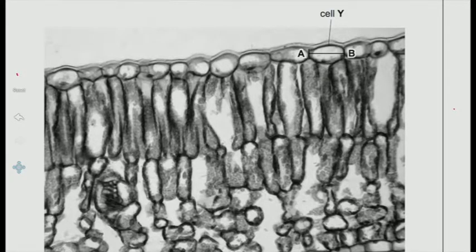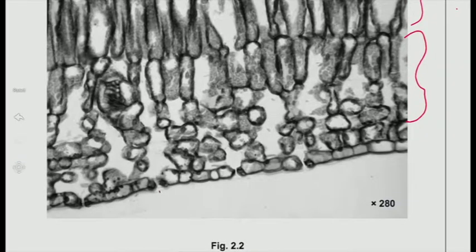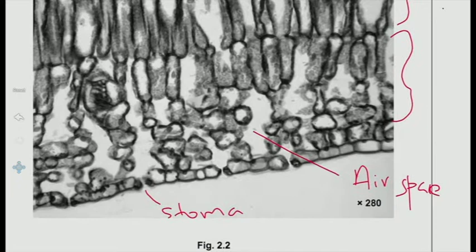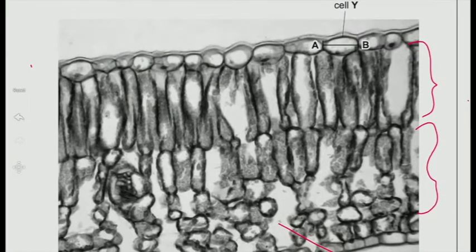For information, remember the palisade layers here, palisade cells. Remember the spongy mesophyll cells. Remember the stoma. That's the stoma enclosed by the guard cells. The air spaces here. The lower epidermis. That's the lower epidermis. And then here it's the upper epidermis, UE. The cuticle here.